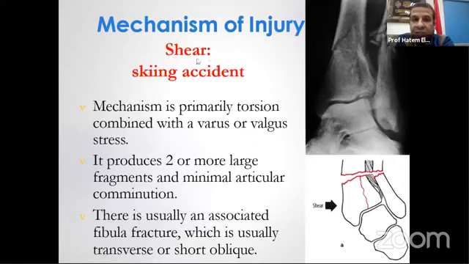When the mechanism of injury is the shearing mechanism, it is a mechanism in which there is torsion combined with varus or valgus stresses. It produces 2 or more large fragments and minimal articular comminution. In compression type, there is severe comminution, but in shearing type, there is minimal articular comminution, 2 or more large fragments. There is usually an associated fibular fracture. The fibular fracture, as it is seen, is a transverse or short oblique fracture.